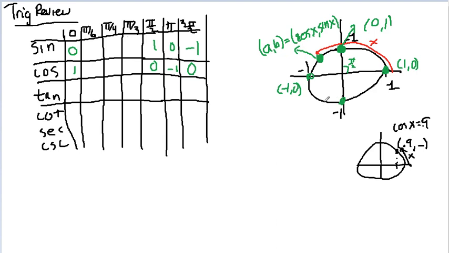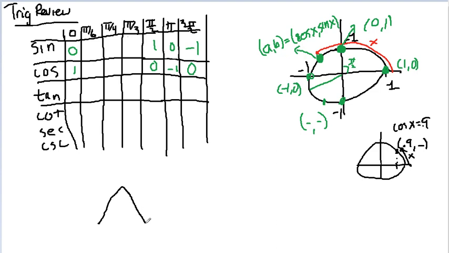So if I have a point that's right here, I don't know what cosine and sine are exactly, but I know that both are negative right here, so I know that cosine's negative and sine's negative. So by using reference angles, I can figure out what cosine of 7 pi over 6 is. I know it's going to be negative because the x value is negative here.